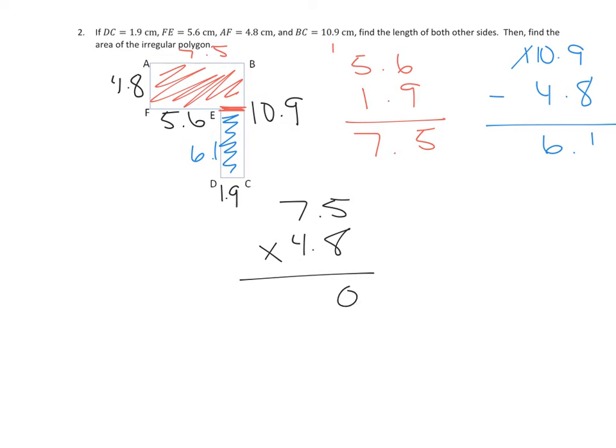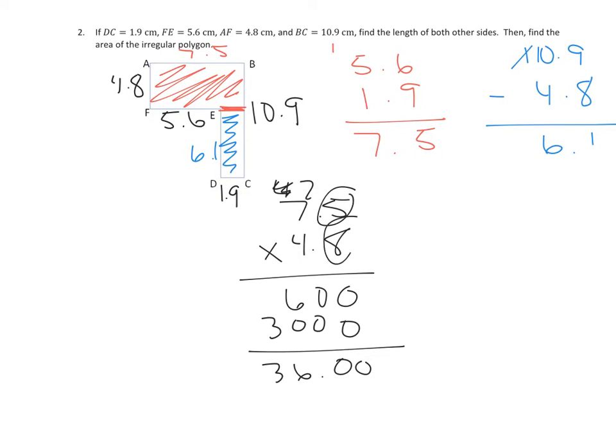So 8 times 5 is 40. Carry the 4. 8 times 7 is 56, plus 4 is 60. Next line, you have that 0 first. 4 times 5 is 20. Put the 0, carry the 2. 4 times 7 is 28, plus 2 is 30. So that gives us 36.00, because there's two numbers after the decimal in the original problem, so you just count back 1, 2. So we know that the red rectangle is equal to 36.